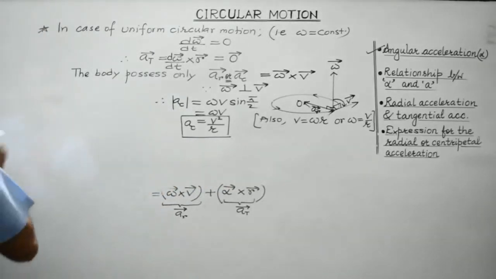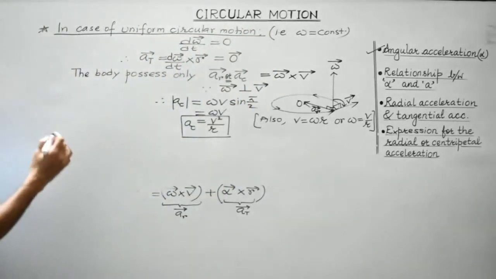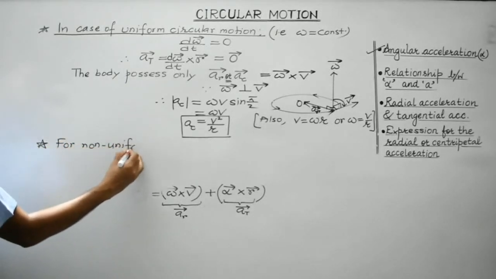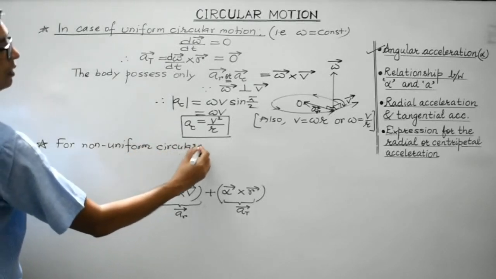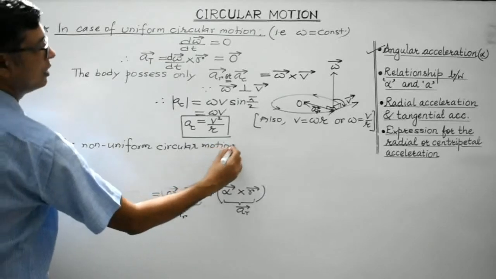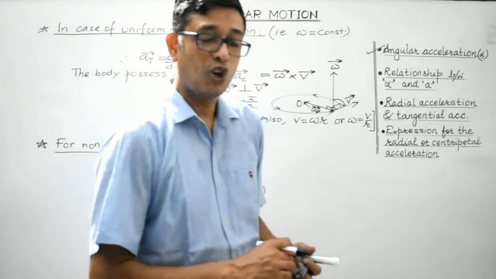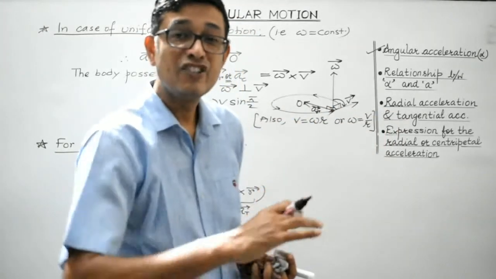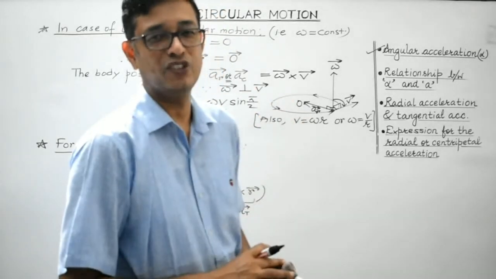Okay, that's the case of uniform circular motion. Now consider the other case, for non-uniform circular motion. In the case of non-uniform circular motion, students, the body not only changes its direction of motion continuously, but it changes its magnitude of angular velocity as well, continuously.